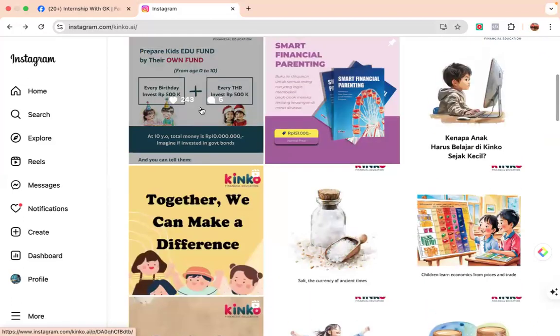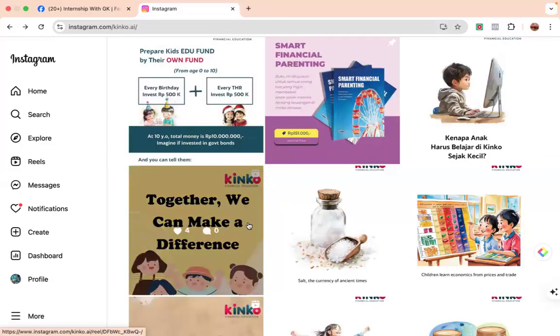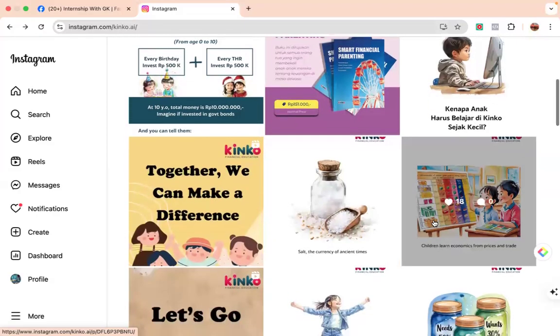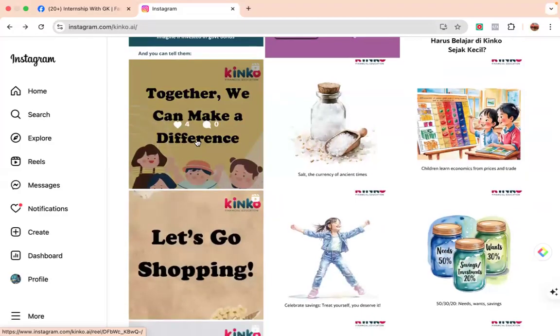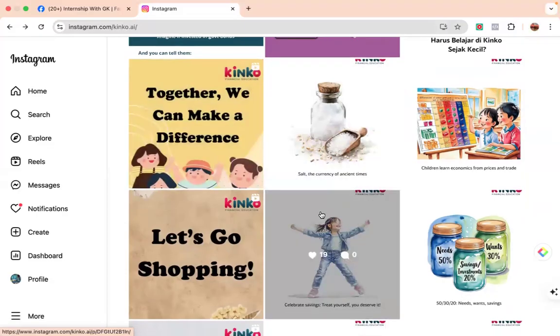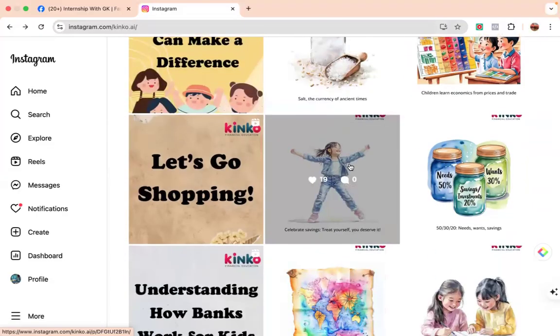Next is, what are these contents? If you notice, these contents are of different types. Some of these are motivational. Together, we can make a difference. Some of them are bringing a sense of achievement. Like if you take this service from this course, this is the kind of achievement which you should think of.